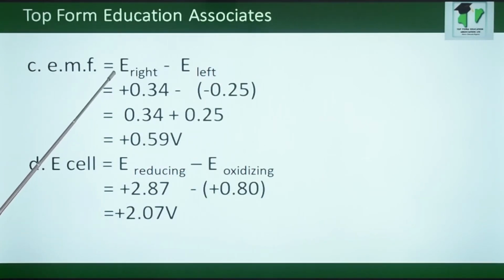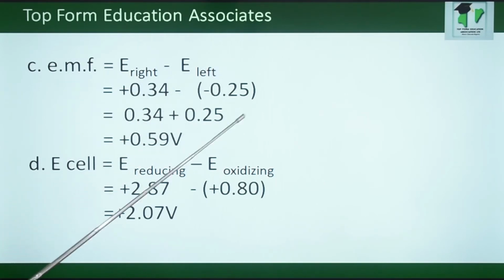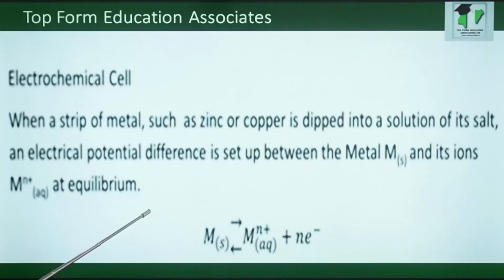Then for C, we use E right minus E left. That is plus 0.34 minus 0.25 to give us plus 0.59 volts. And lastly, E reducing minus E oxidizing: plus 2.87 minus plus 0.80 to give us plus 2.07 volts.